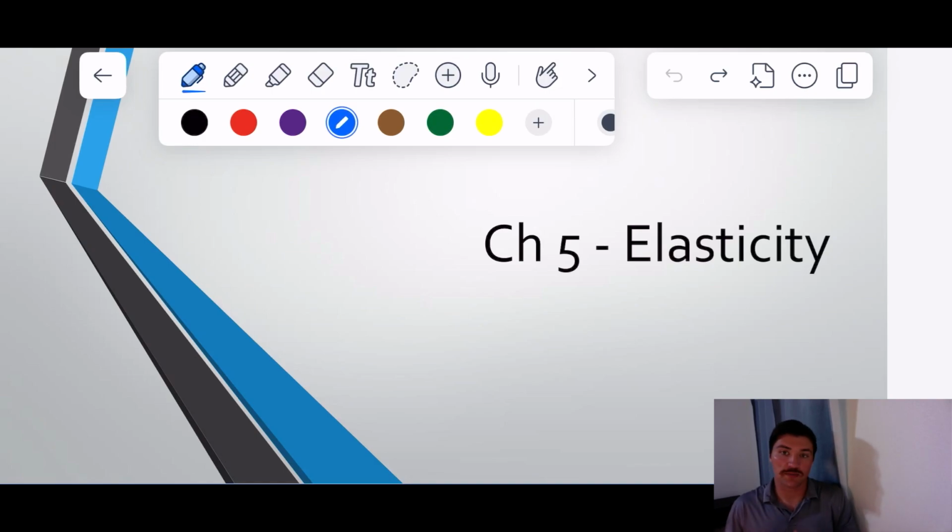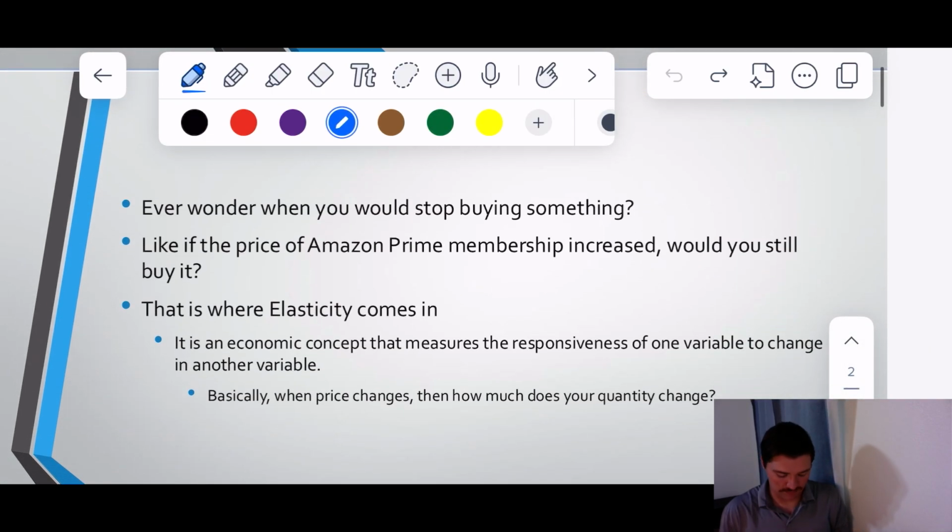Now we're going to get into chapter 5, which talks about elasticity. What elasticity is basically showing us is that because of a change in price, we're going to see a change in quantity, but how much of a change in quantity? Have you ever wondered when you would stop buying something? If it got too expensive, all of a sudden you go from, yeah, I need it, to, no, it's too expensive. If the price of an Amazon Prime membership increased, would you still buy it?